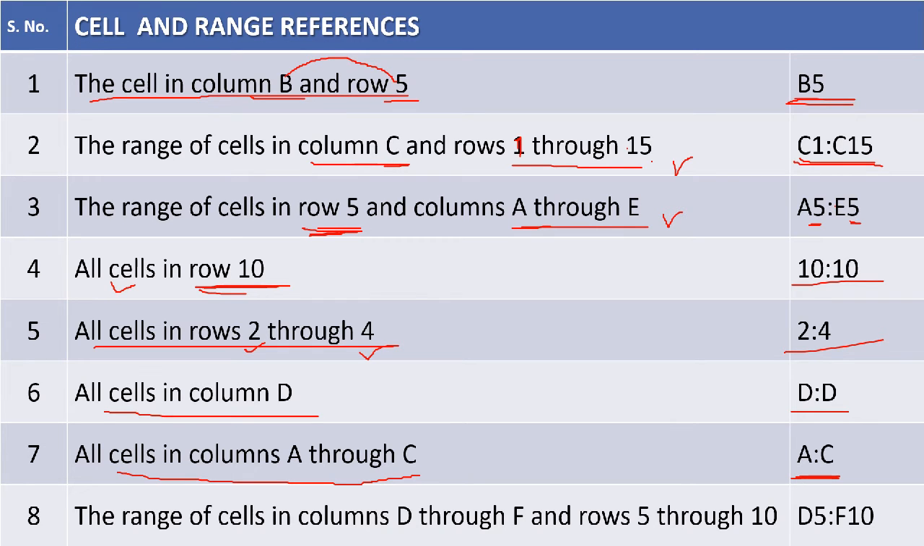Next, the range of cells in column D through F. So first from column D to column F, the row value changes from 5 through 10. So that means D5:F10. Okay, you should mention it this way.